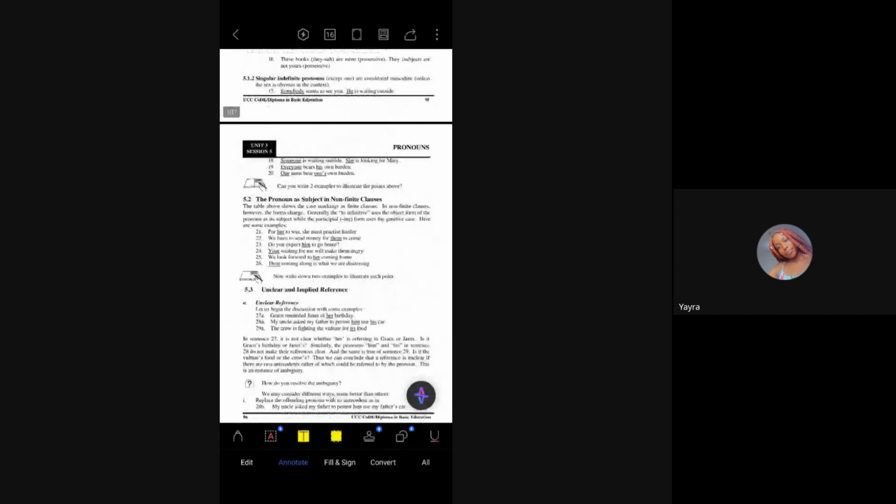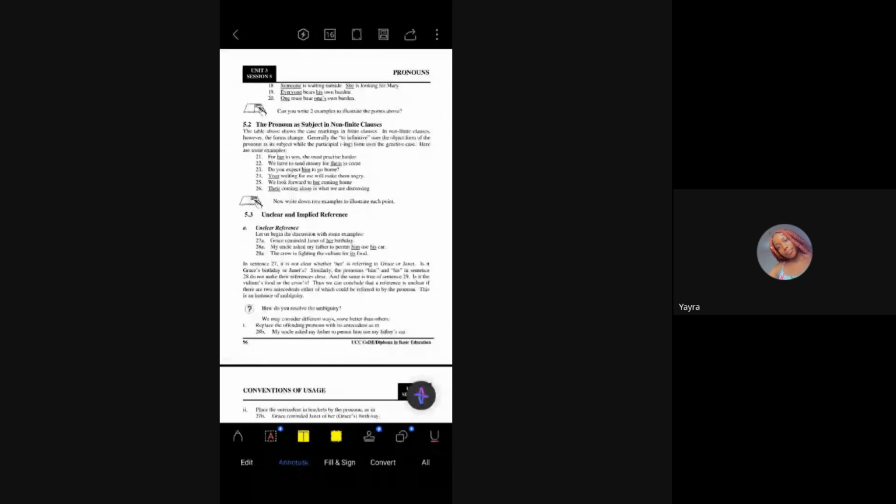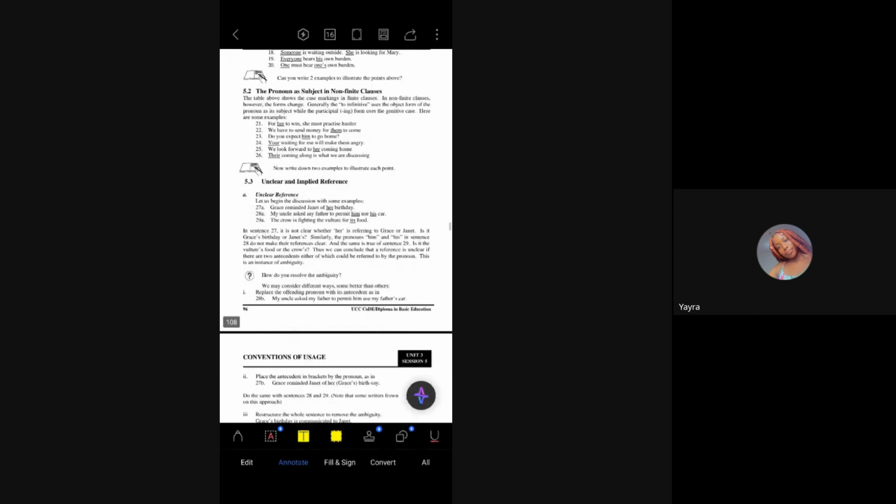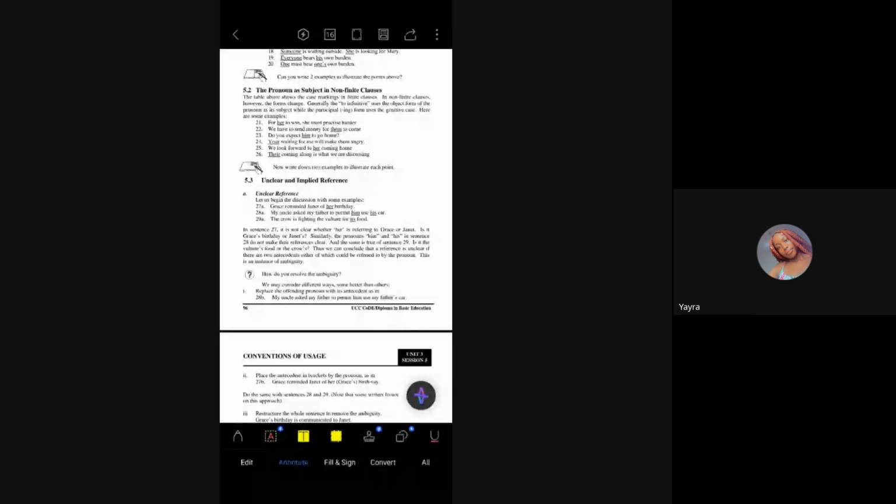So let's quickly go to the pronoun as a subject in non-finite clauses. For her to win, she must practice harder. So here it's using the object form as a subject. So mostly this object form is used: do you expect him to go? It is using this object form more than the subject form, even from the very onset of the sentence.